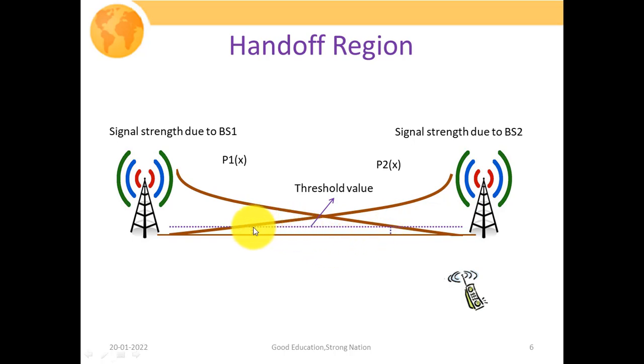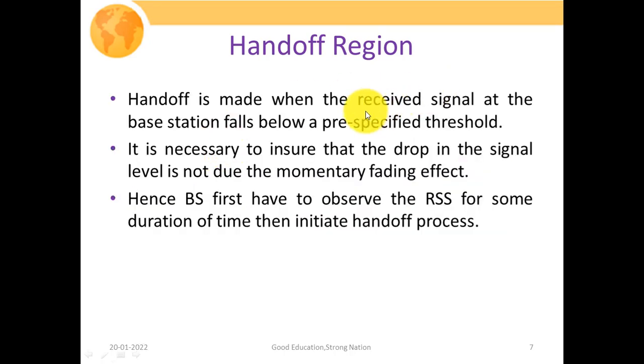So here this particular portion is showing the region in which your call link must be transferred successfully to the other base station. So hence handoff is made when the received signal strength at the base station falls below a pre-specified threshold that we have discussed. It is necessary to ensure that the drop in the signal level is not due to a momentary fading effect. Here it is the most important point.